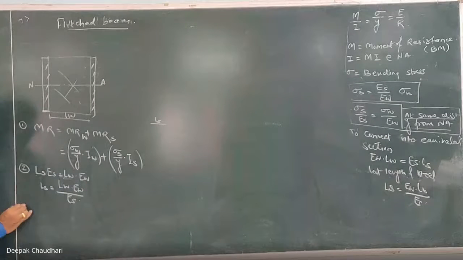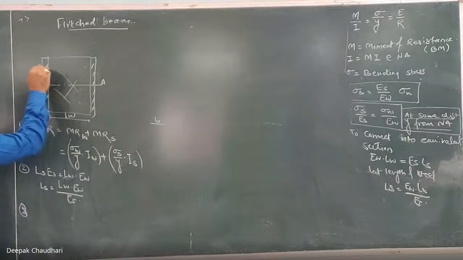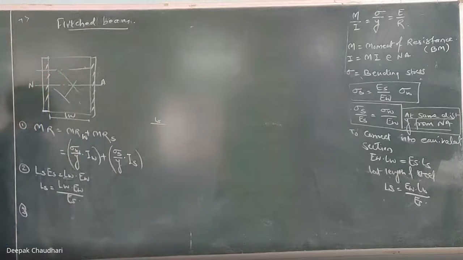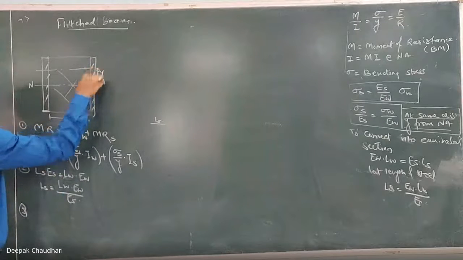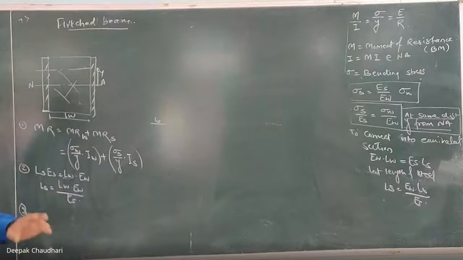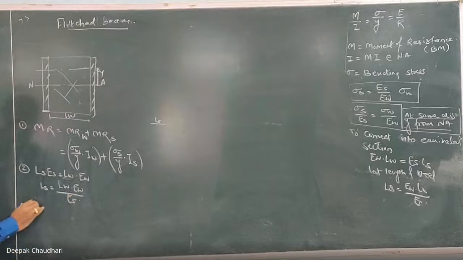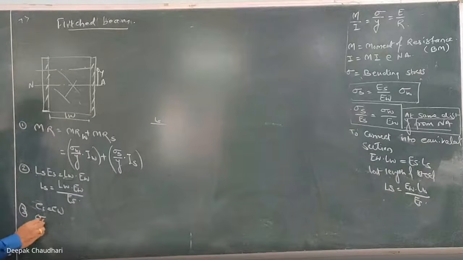Second point. Then the third point. In this composite section, the strain at any distance y in these two different materials remains the same. Here we can equate the strain: strain in steel is equal to strain in wood, but this is the strain at the same distance y from the neutral axis. And this strain we can write in terms of stress. So this can be written as stress in steel upon modulus of elasticity of the steel equal to the stress in wood upon modulus of elasticity of the wood.